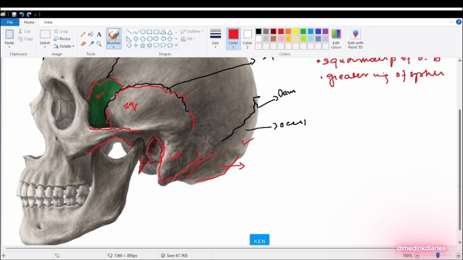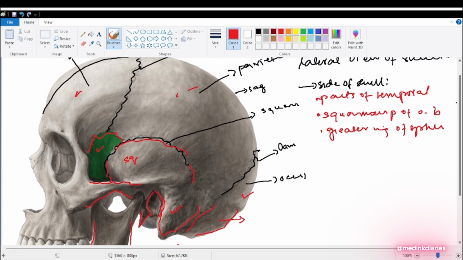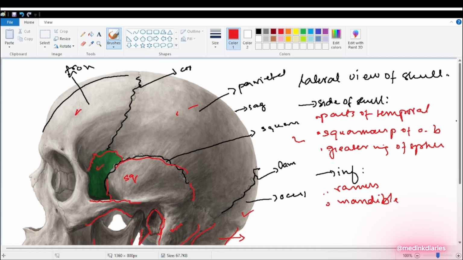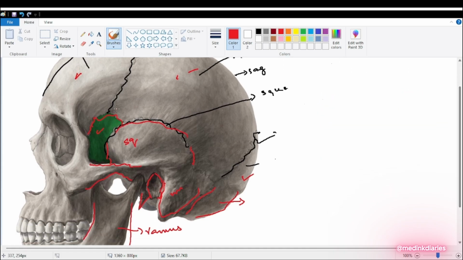Okay, after that, as you come down, you can see this huge bone. What is this bone called? This is the mandible over here, and this is its ramus. So superiorly you see these bones, then on the side of the skull you see these bones, and on the inferior aspect you see the ramus and the mandible. So that was all.